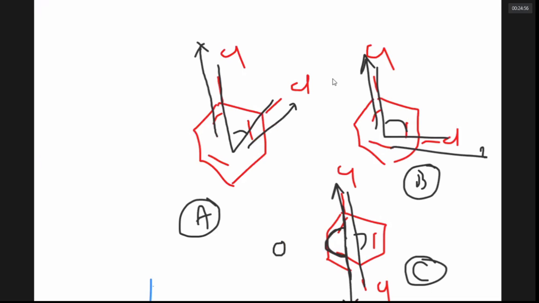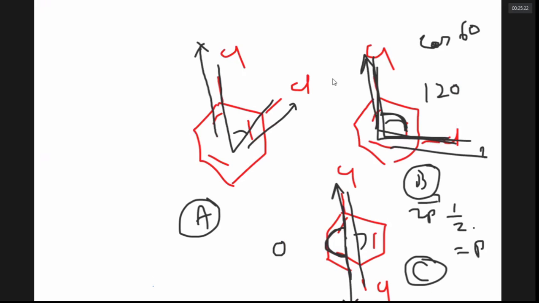Here, what is the angle of separation? It is a regular hexagon. It is 120. So 2p bar cos 120 by 2, cos 60. What is cos 60? 1 by 2. So it is 2p bar times 1 by 2, that is equal to p bar.